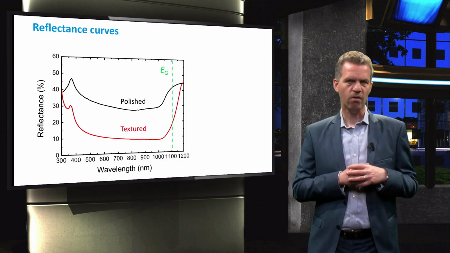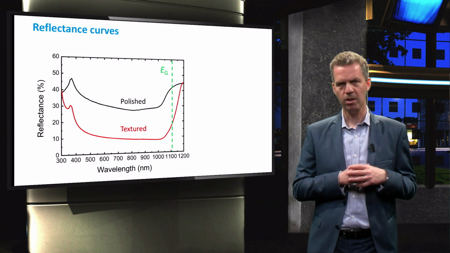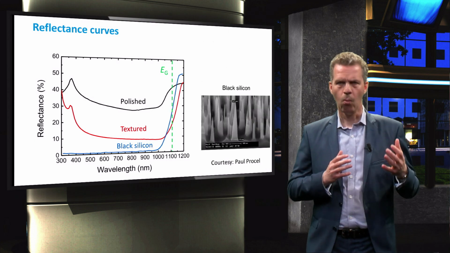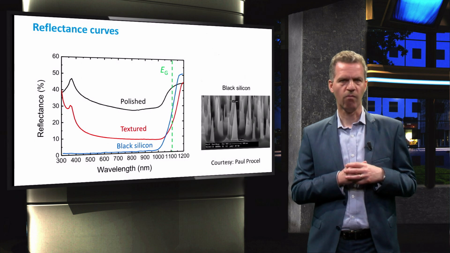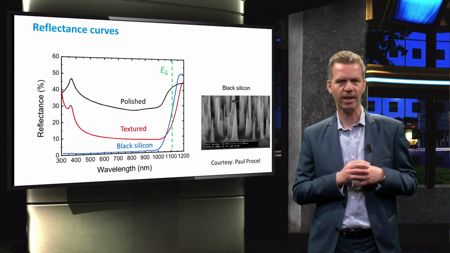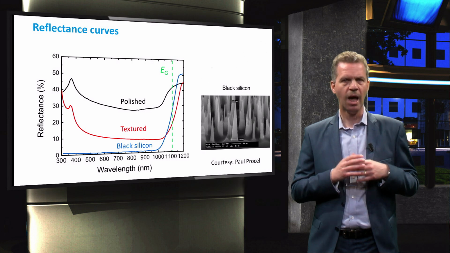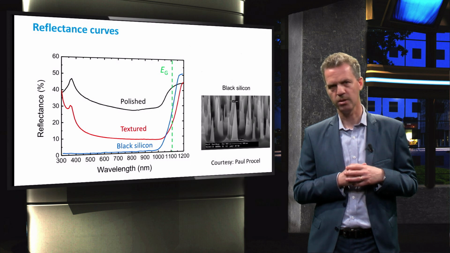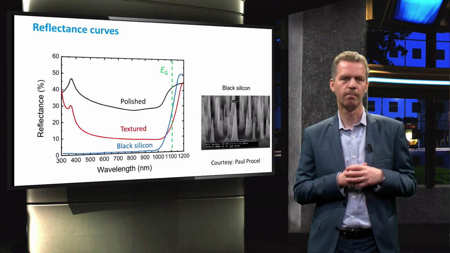The reflectance profile of polished, random pyramidal textured and black silicon are shown here. When we add the reflectance curve of black silicon, we can conclude here that texturing can reduce the front surface reflection almost completely. However, we must note that black silicon is in a research status and not available on the market as of today.